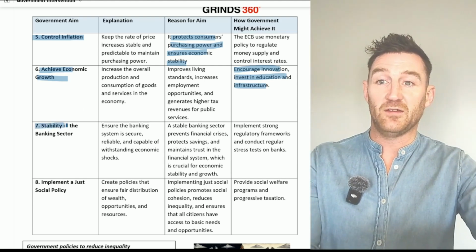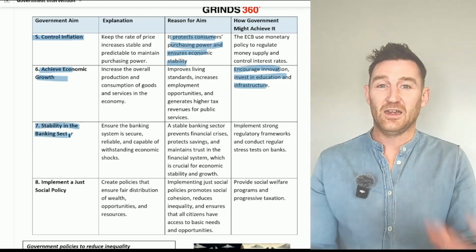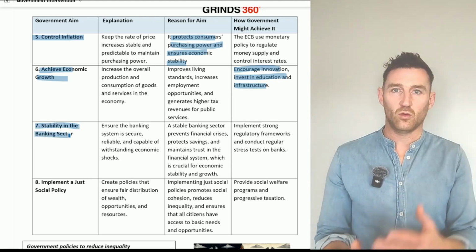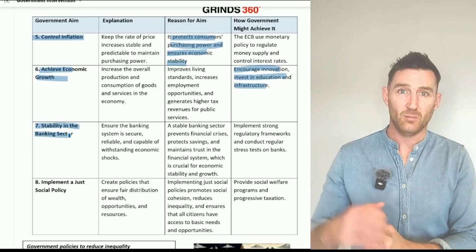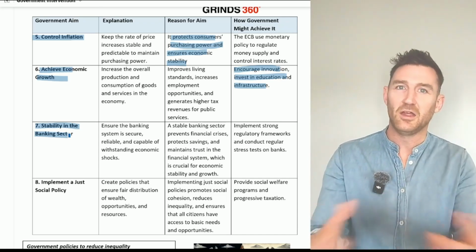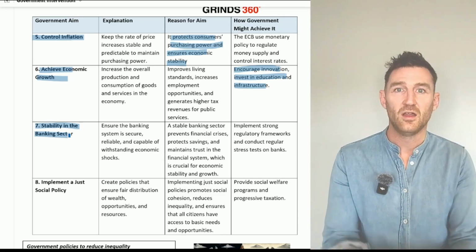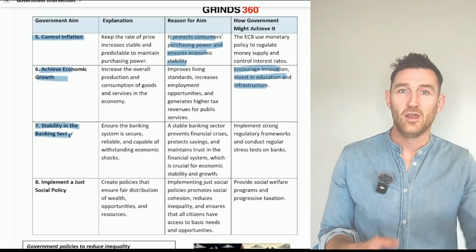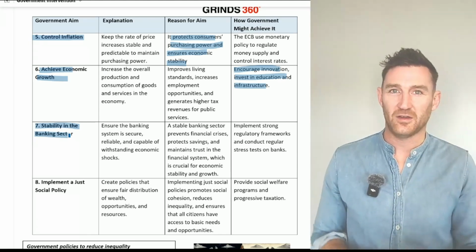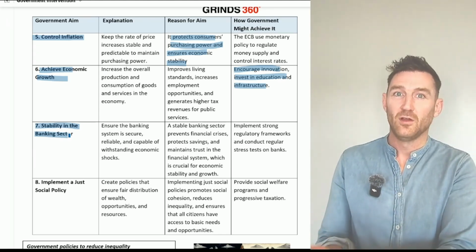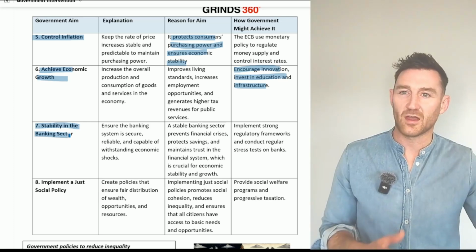They want to achieve stability in the banking sector. So really that's through regulation. We want to make sure that depositors' money is safe in the bank. When you put your money in the bank, they aren't just keeping it in a vault somewhere. They're going to take your money, they're going to lend it to someone, at a higher interest rate than they're giving you for saving with them. But again, more on that later on.